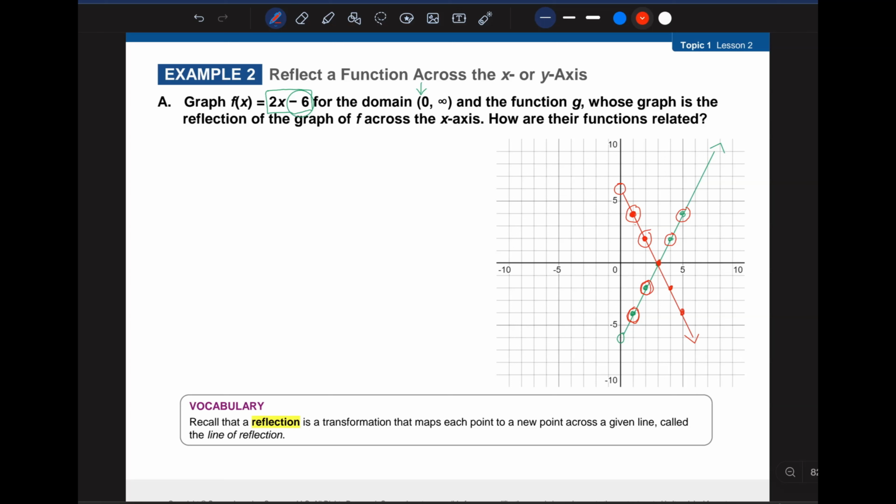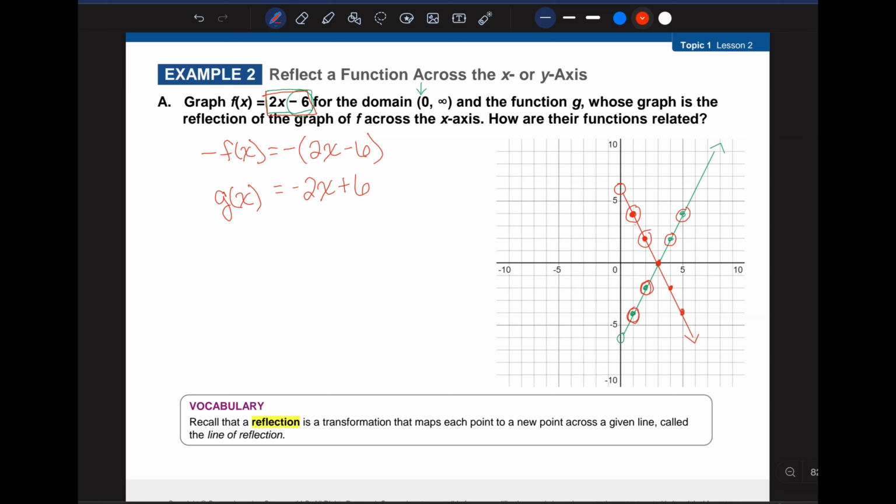Remember, y is the f of x. So I need to take a negative times my f of x. Well, f of x is 2x minus 6. So I need to take a negative 1 times 2x minus 6. When I do that, I get negative 2x, distribute that negative to the negative 6, and a positive 6. It also told me to call my new equation g of x. Now, if I graphed this one, I could graph this in my calculator. I could do it by hand.